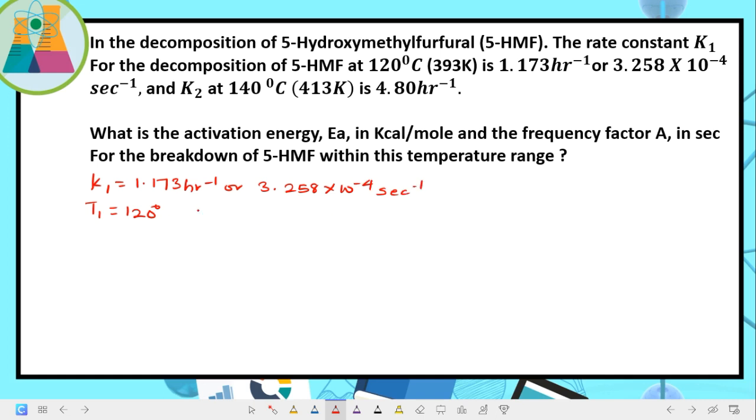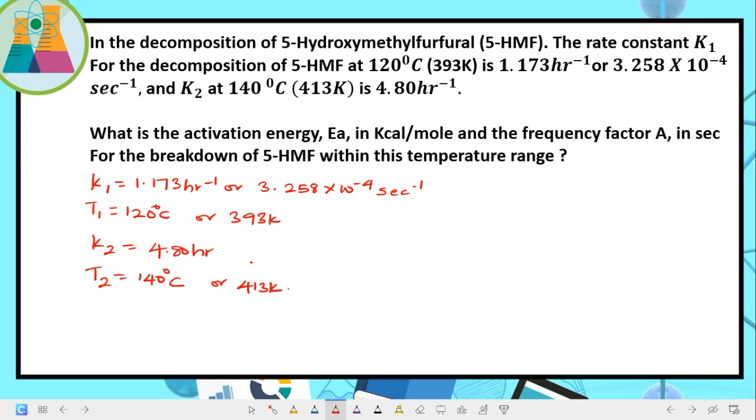The temperature is either 120 degrees or 393 Kelvin. Now, the second constant K2 was given as 4.80 per hour at the temperature T2, which is either 140 degrees Celsius, or 413 Kelvin.